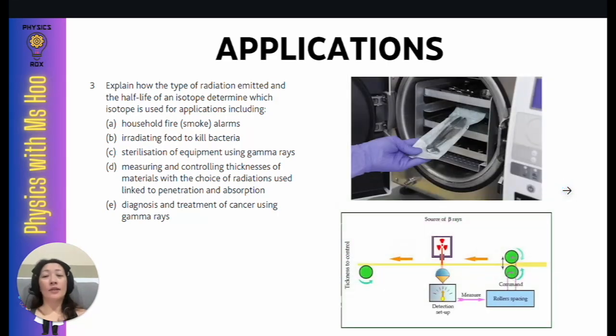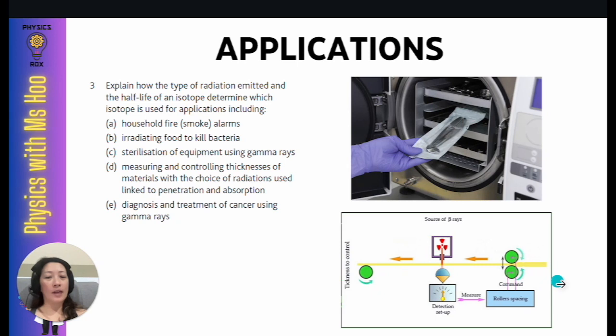You also need to know that radioactive radiation can be used for the sterilization of equipment, specifically gamma rays. So the kind of equipment that need to be sterilized would be, for example, the utensils that are used in a medical surgery. You also need to be aware that radioactive radiation can help in terms of the measuring and controlling of thicknesses of materials. And the kind of radiation that is used depends on what is being measured.